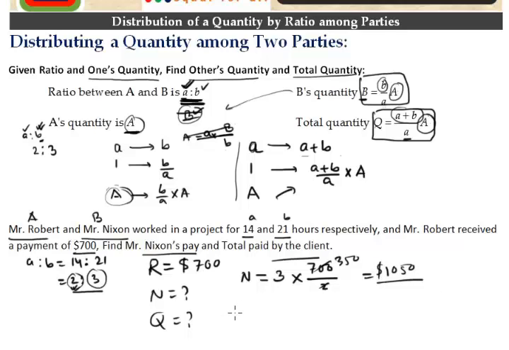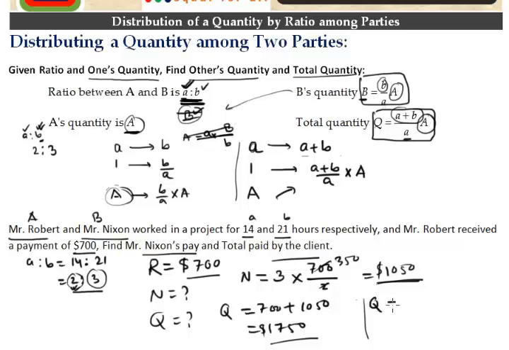Then the total quantity can be found in two ways. One is by summing up Mr. Robert's and Mr. Nixon's pay. So 700 plus 1050, that is $1750. This is one way. Or we can use the formula to find it.